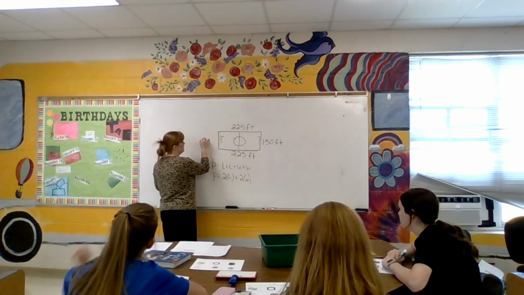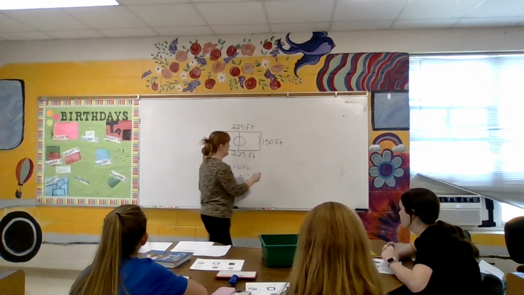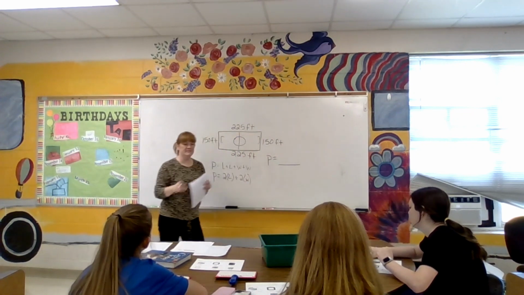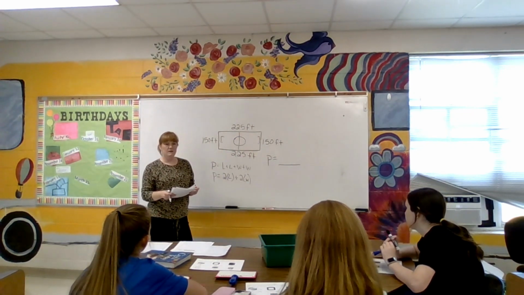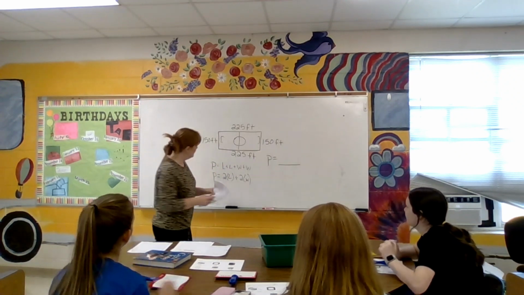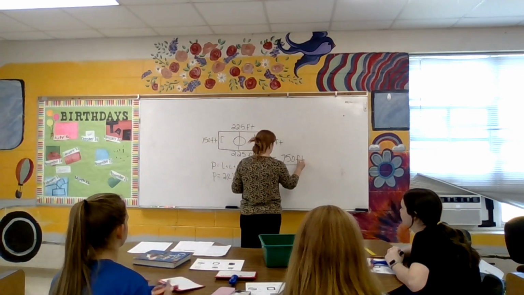150 feet on that side, I know this is going to be 150 feet. Okay? Somebody do the math on that and tell me what the perimeter of our soccer field is if we add all that together. 750. That's right, Katie. Thank you. So 750 feet is our perimeter.